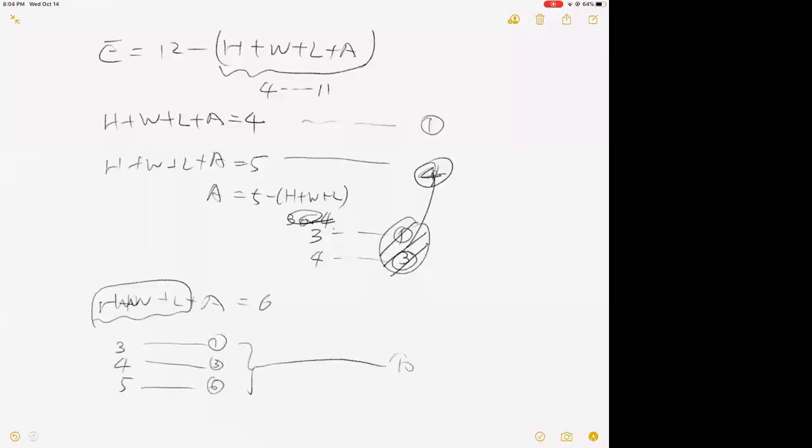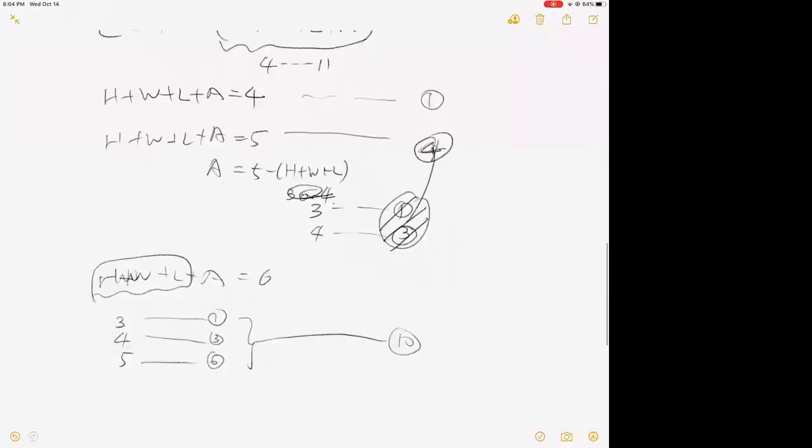I found a pattern. From 3, it is the sum of the first positive number. 4 is the sum of the first 2 positive numbers. 5 is the sum of the first 3 positive numbers. So this is 1. This is 1 plus 2. This is 1 plus 2 plus 3.